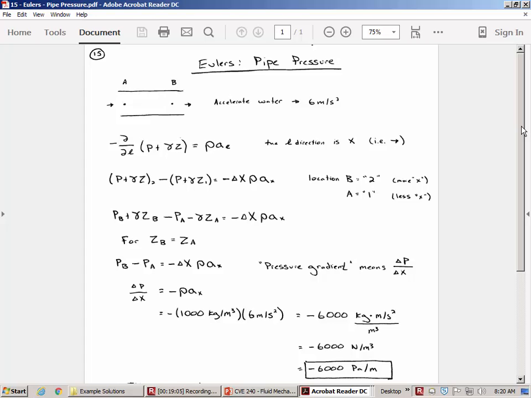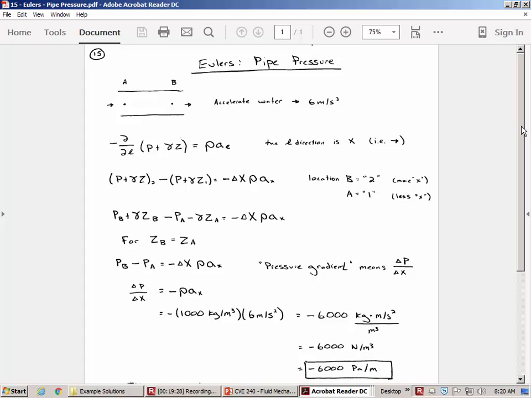All right, so this is accelerating to the right, and remember, what was our logical guess? The pressure would be decreasing in the direction of flow. And that's why we've got this negative 6,000 pascals per meter. So the fluid is accelerating to the right because the water is rushing towards that location of lower pressure.